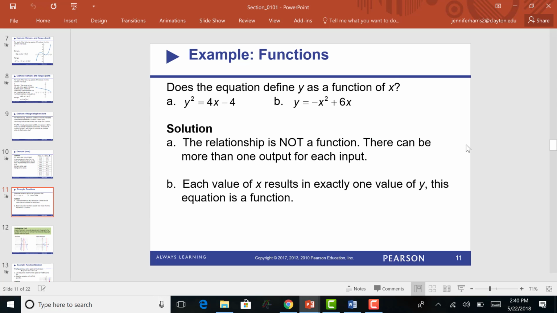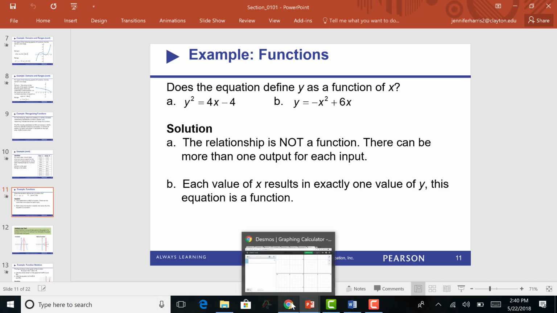You have two equations. Do the equations that you see define y as a function of x? Yes or no? What would you have to do? Put them in the graphing tool. I want to know if they pass the vertical line test. So we put them in: 4x minus y squared equals 4x minus 4. Go to decimals for me, please.